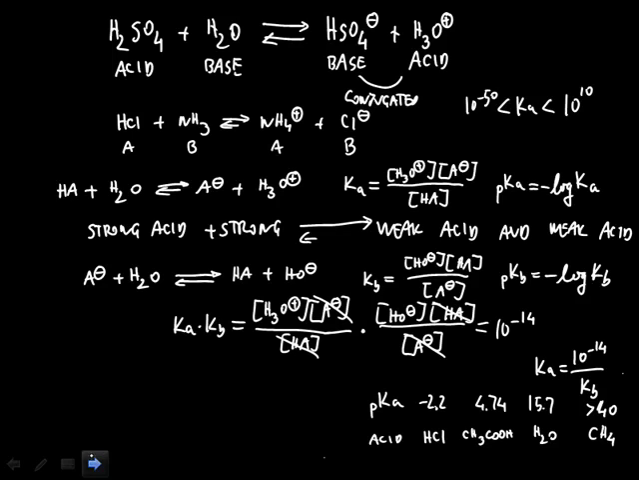Now that we've seen a little bit of this quantitative background to acidity and basicity, let's look at what determines the acidity of a given acid. And there are 3 factors that play a role. The first one is electronegativity.